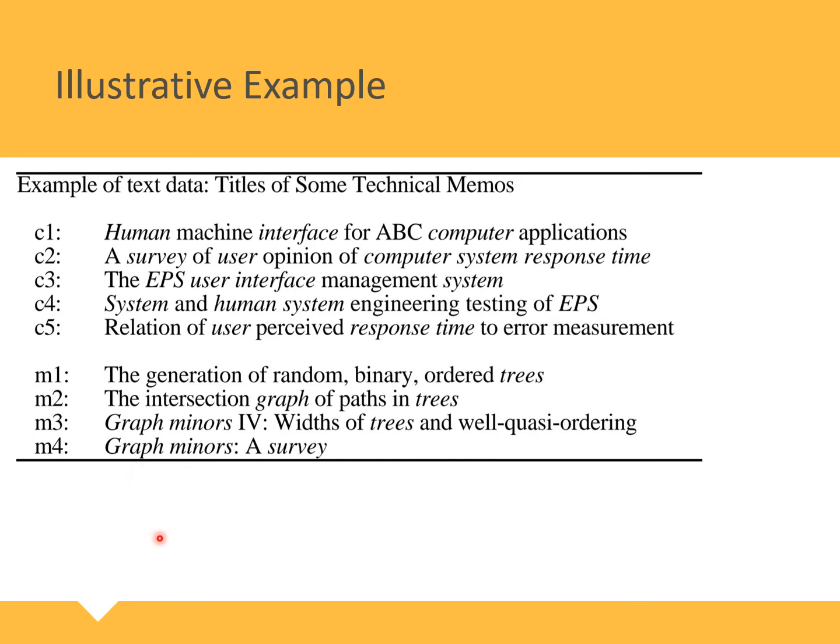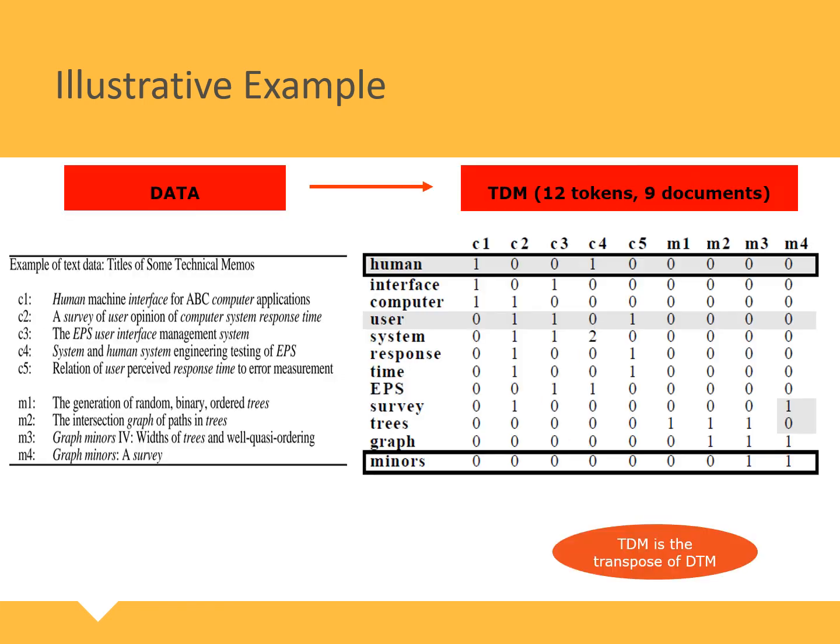Again, as I was saying, these days every domain is becoming interdisciplinary. So maybe human-machine interaction is also linked to graph theory. But for the sake of this illustration, let us assume that these are two very different domains. So C1 to C5 are titles of work done in the area of human-machine interaction, and the last 4, M1 to M4, are titles from work done in the area of mathematical graph theory, and we'll see what we extract out of this.